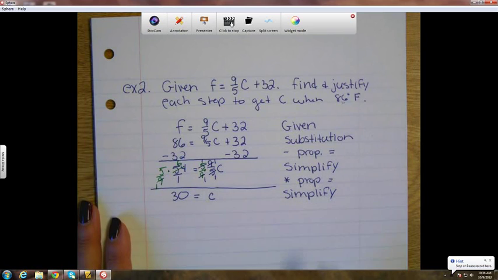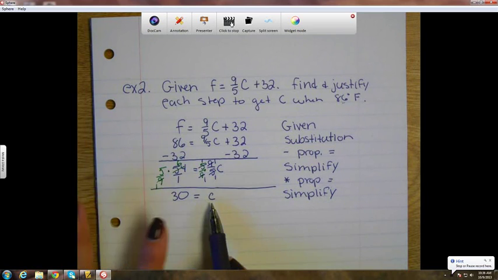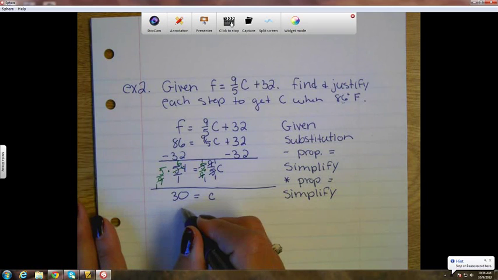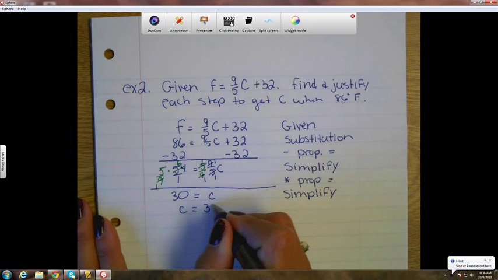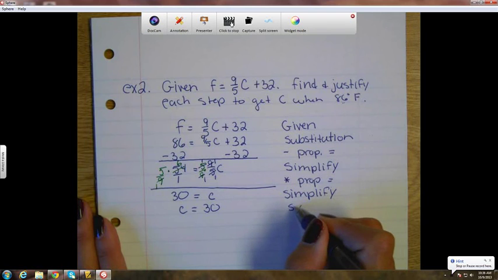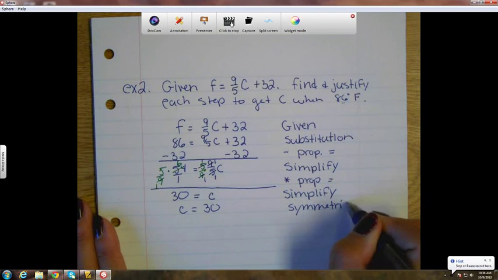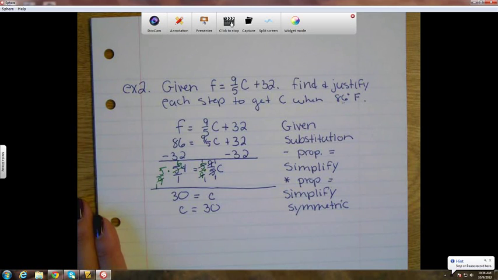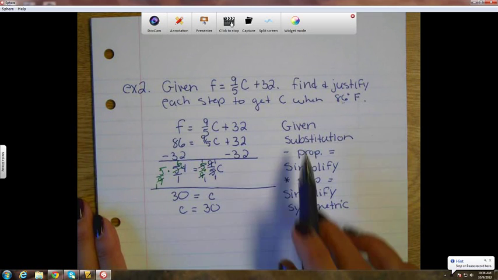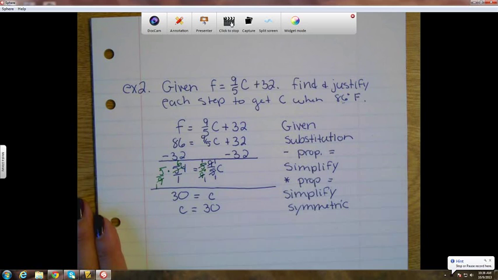And we should end with C equals instead of 30 equals. What allows me to switch this around and say that C equals 30? The symmetric property. So, they give you a formula, you start with it as given, do some substitution, then algebra.